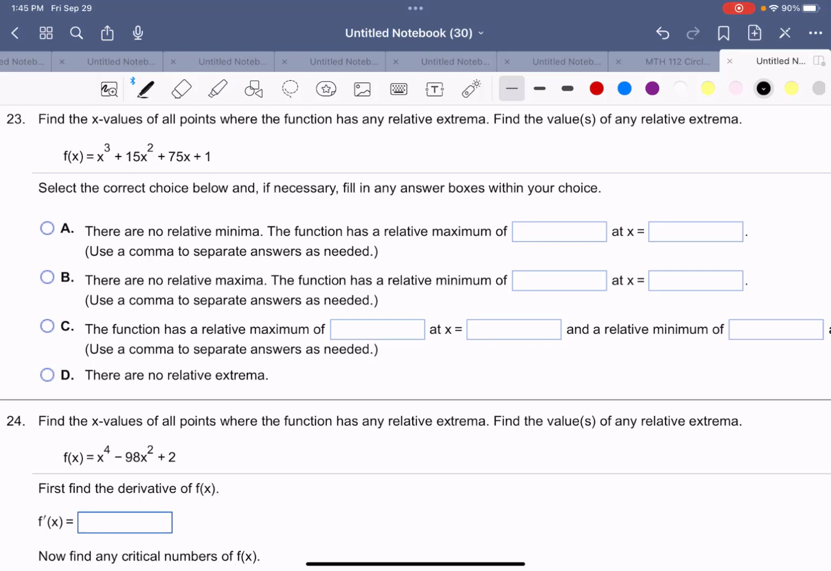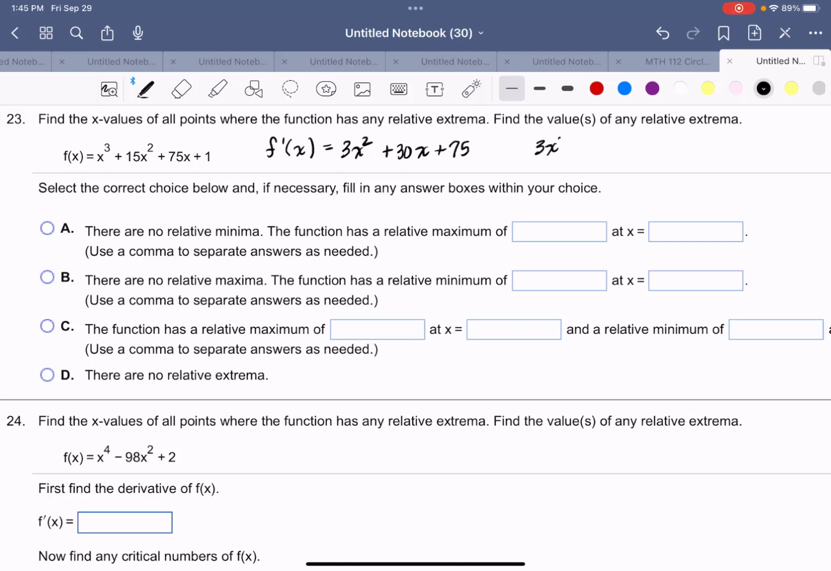Example 23. Find the x values of all points where the function has any relative extrema and find the values of any relative extremum. F prime of x gives me 3x squared plus 30x plus 75.